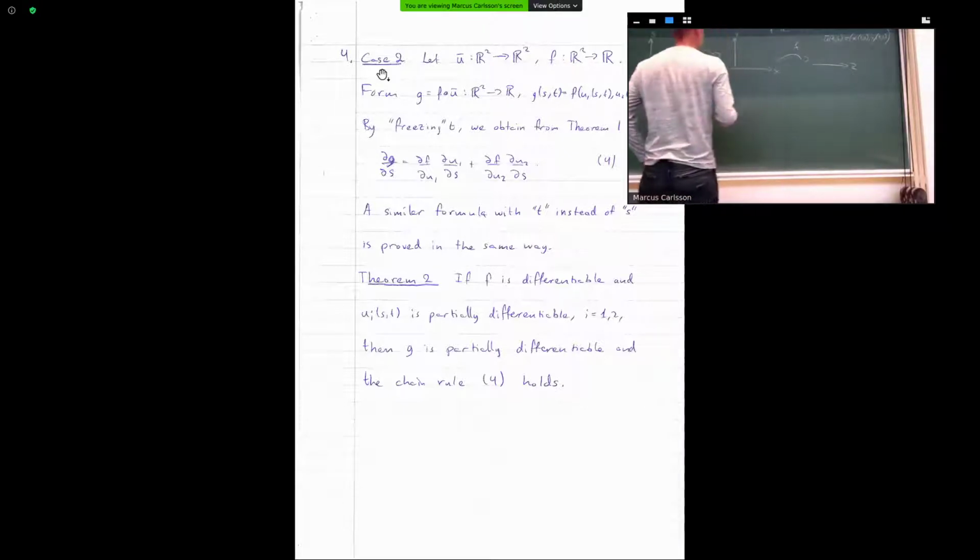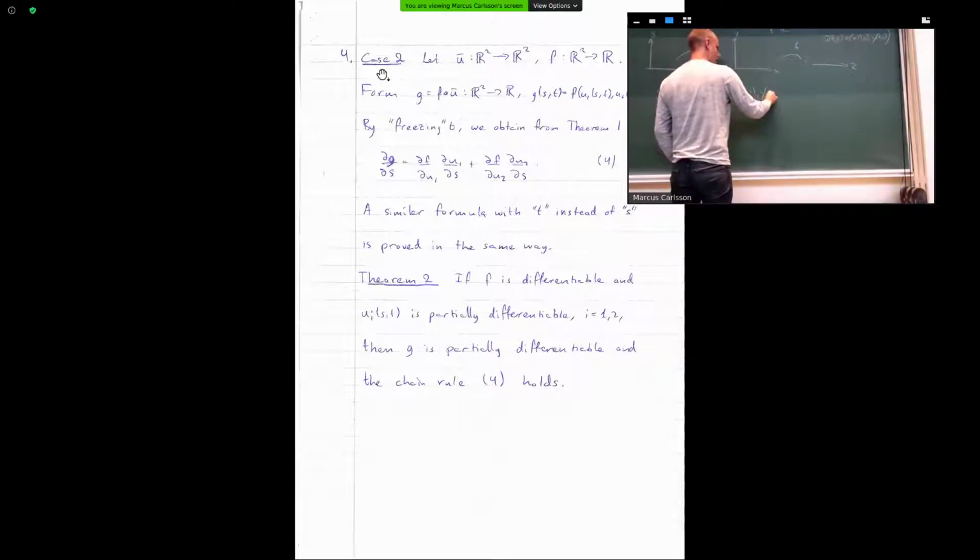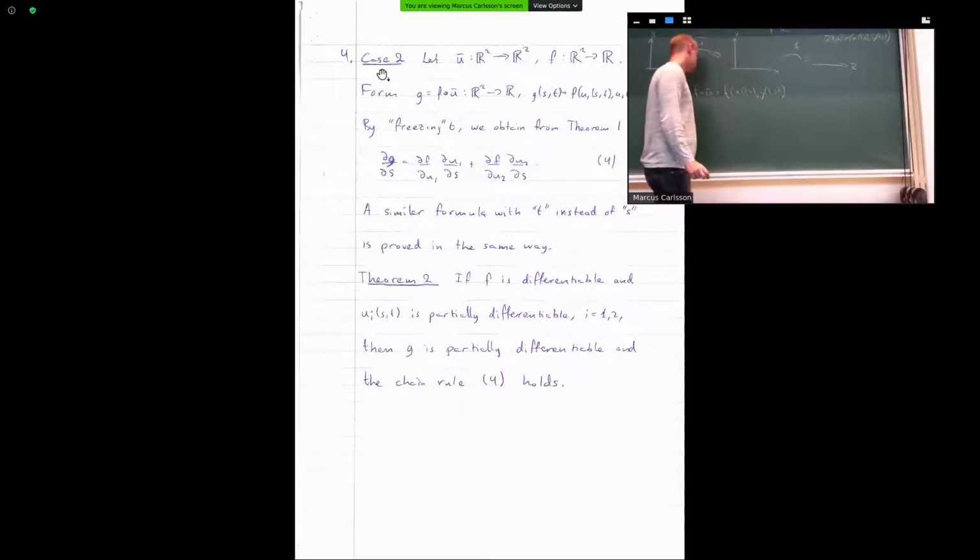Okay, so then the composed function, which we can call g, as a function of t and s, is f composed with u, which is equal to f of x(t,s), y(t,s). So now we want to compute derivatives of g in terms of s and t using, I'll stop this share here.